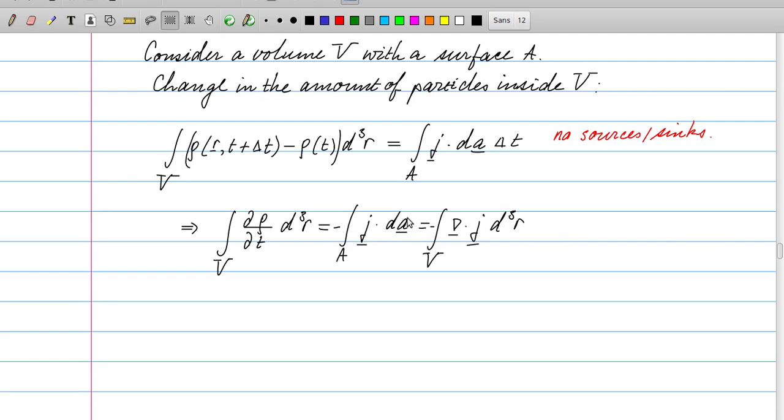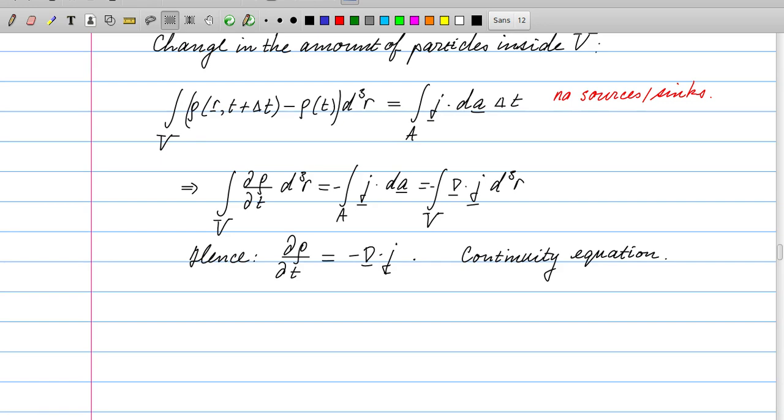And for that last expression, we use the divergence theorem in order to convert the surface integral into a volume integral at the price of putting a divergence in front of the j. And this should hold for any possible volume that we can think of, so we obviously have that d rho dt is minus divergence of j. That expresses in fact the conservation of matter, and it's called the continuity equation.